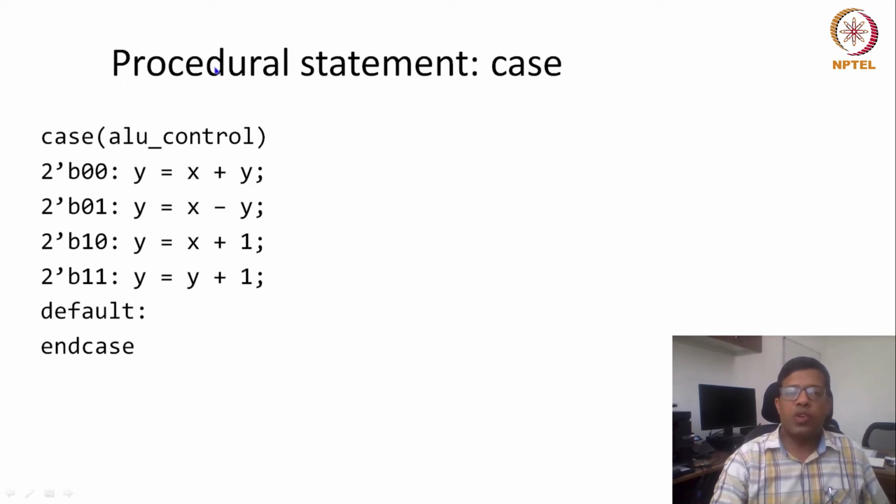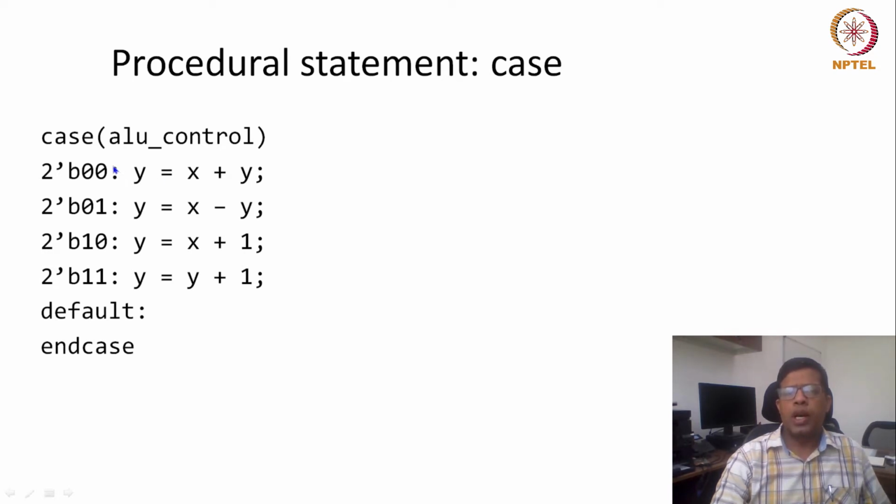Now, if the value of ALU control, which is a 2-bit signal here, is 00, then we are saying y equal to x plus y. If the value of this control signal is 01, then y equal to x minus y, and then 10, y equal to x plus 1. If it is 11, then we are saying y equal to y plus 1. So these statements could be anything. And again, if we would like to have multiple statements, then we have to use begin and end.